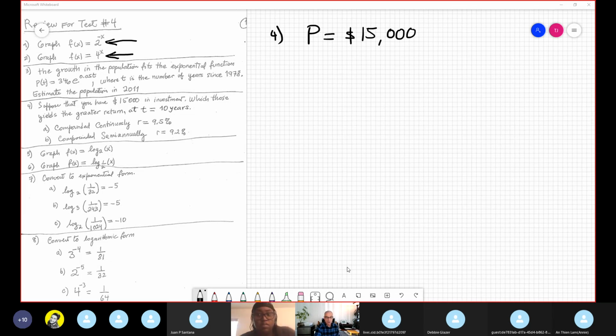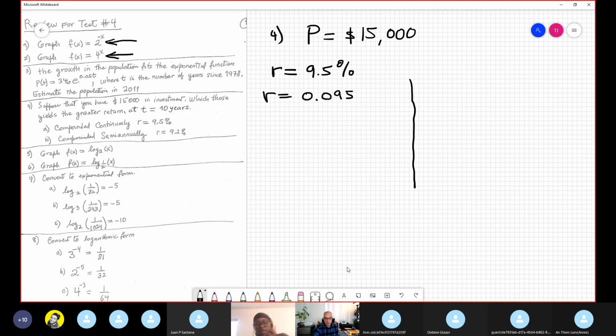Come on. So, the money that you invest is 15,000 now. So I need to find the future value, no? Because it yields the greater return. So I need to find two future values for two conditions. Let me split the paper into parts. One account is compounding continuously and the interest rate is 9.5%. And 9.5% in decimal is 0.095. Let me check it out. Two decimal places, divided by 100, yes. And this is compounded continuously.